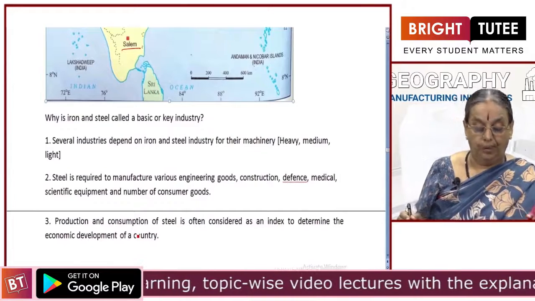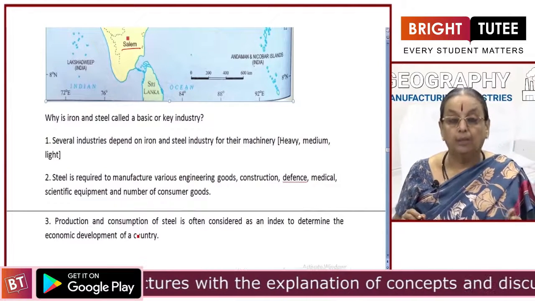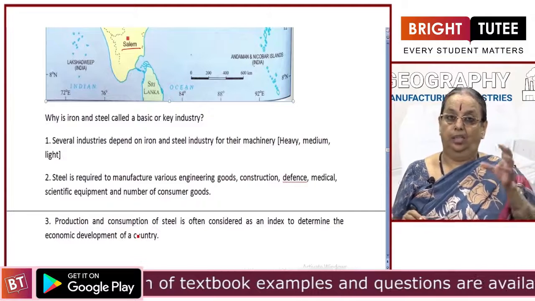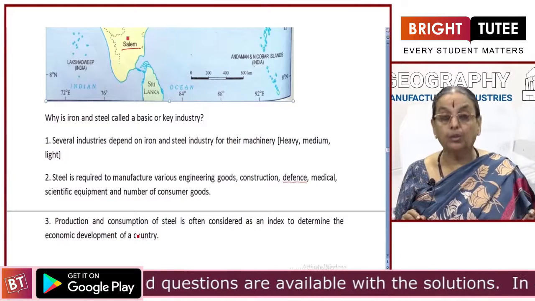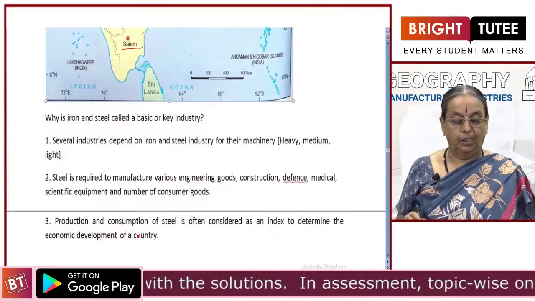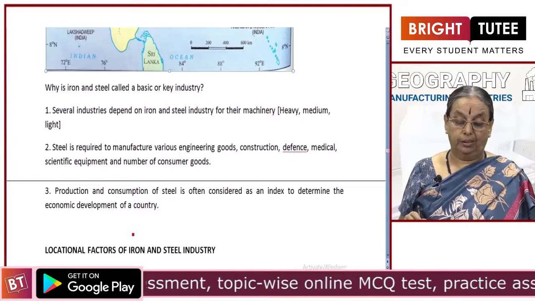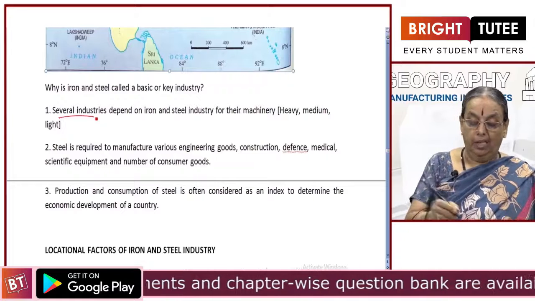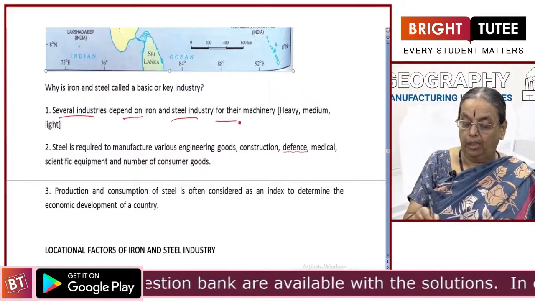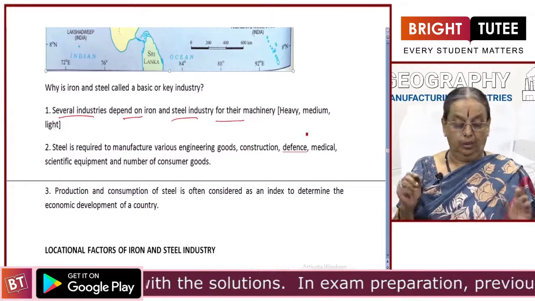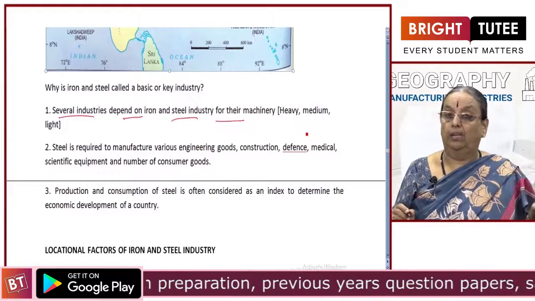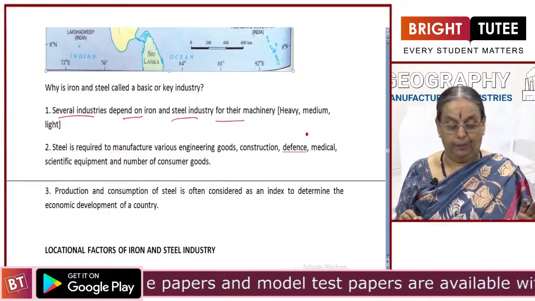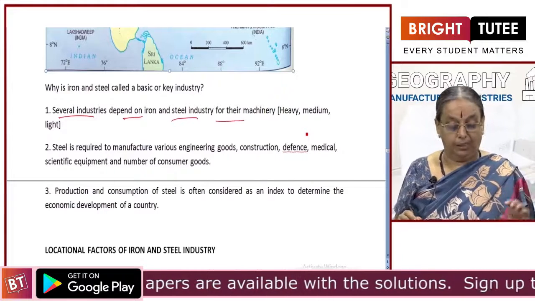First of all, let us see why the iron and steel industry is called the basic or key industry. We have already seen the definition that a basic or key industry provides the raw materials to produce various other items. So, iron and steel is a basic or key industry, because several large scale, medium scale and small scale industries depend on it for their machinery. Heavy industries, medium industries and light industries all depend on iron and steel for their machinery. That is why it is called a basic industry.